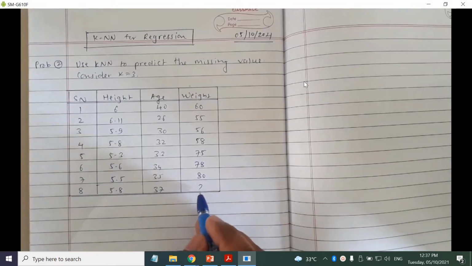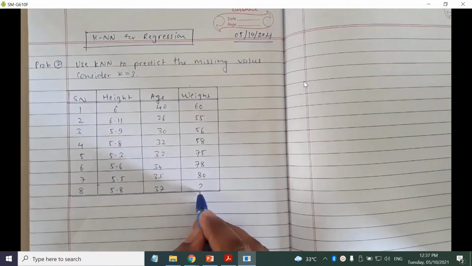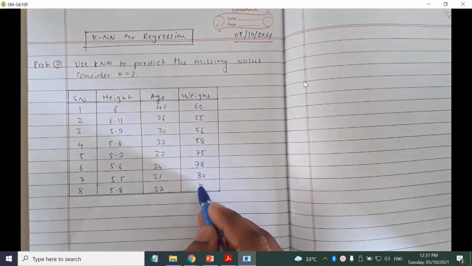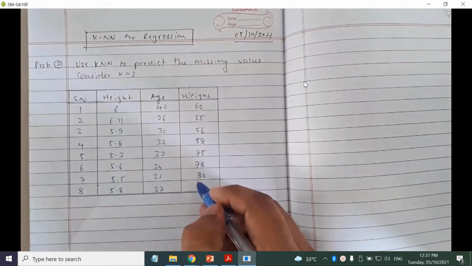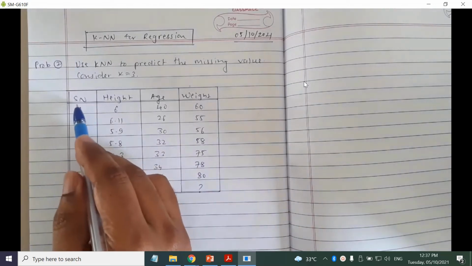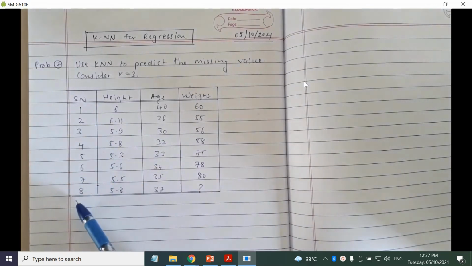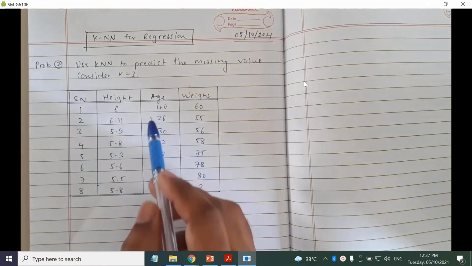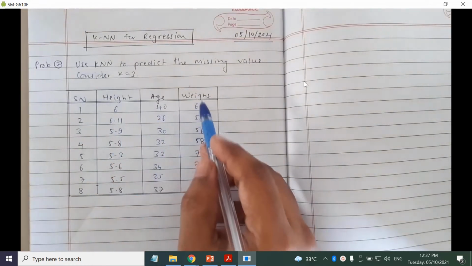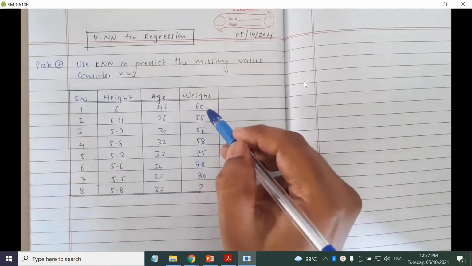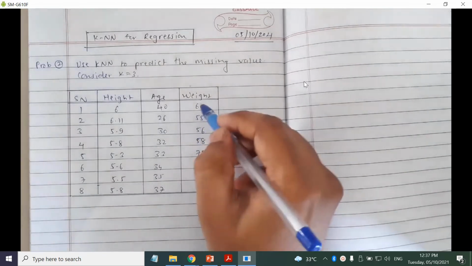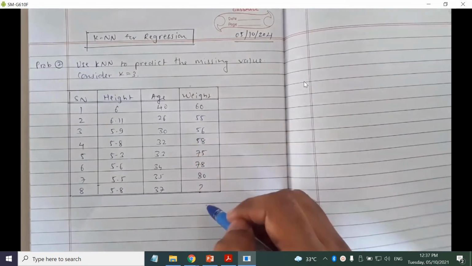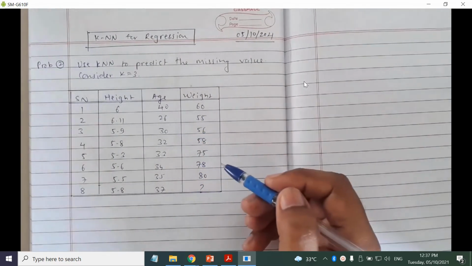Now see, this value is missing. So this weight is our output attribute, and this SN is just the row identifier, so we will ignore this. Based on the height and age we have to predict the weight value. And as you can see, the weight values are continuous. So this is a continuous valued attribute, so this is a regression task.